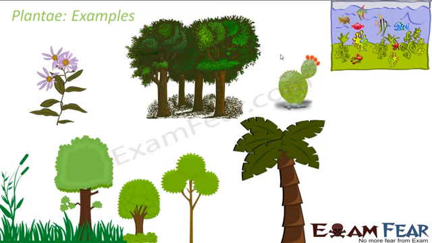I want to know about their mode of nutrition, the habitats, where they live, what kind of environmental conditions help them to survive, what kind of food they eat, and how they reproduce. That is also a very important aspect of living organisms. So we want to study the life cycle of the different types of plants.